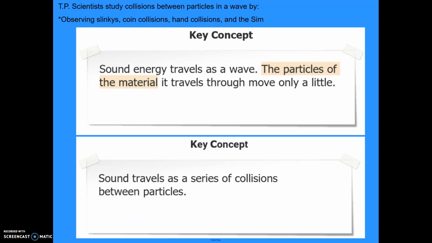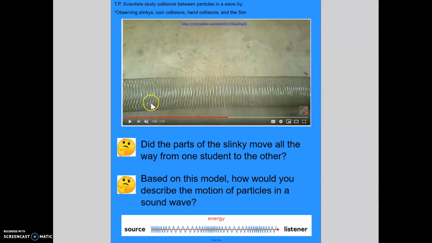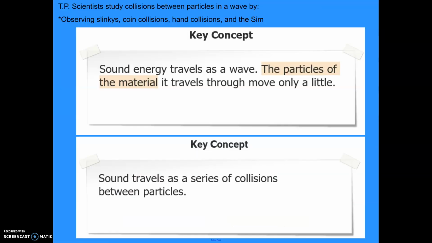So we learned two important things here. Sound energy, just like the motion energy we saw with the slinky, travels as a wave. The particles of the material it travels through move only a little. So just like we saw, the whole slinky didn't move, only parts of it moved. Same thing with sound waves. Those particles only move a little bit. And the second important thing is that sound travels as a series of collisions between particles.